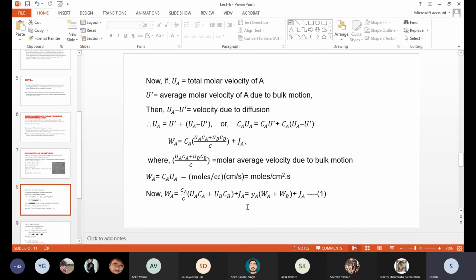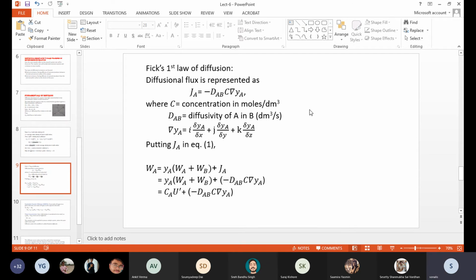Now you see CA by C is the mole fraction of A in the gaseous phase. It is written as YA. YA is the mole fraction of A, and UA CA is WA and UB CB is WB, plus JA. So this way also we can express the total molar flux in terms of the mole fraction of A and the diffusional flux of A.